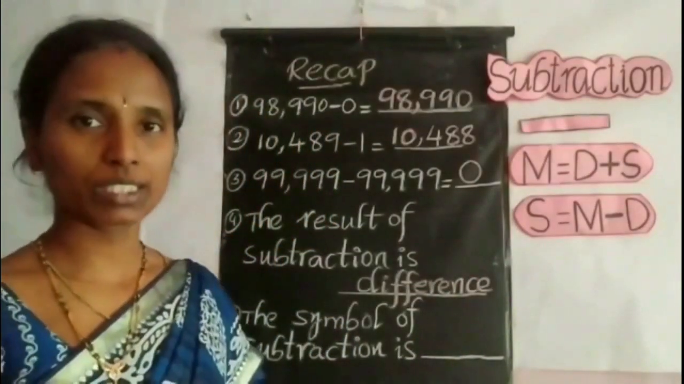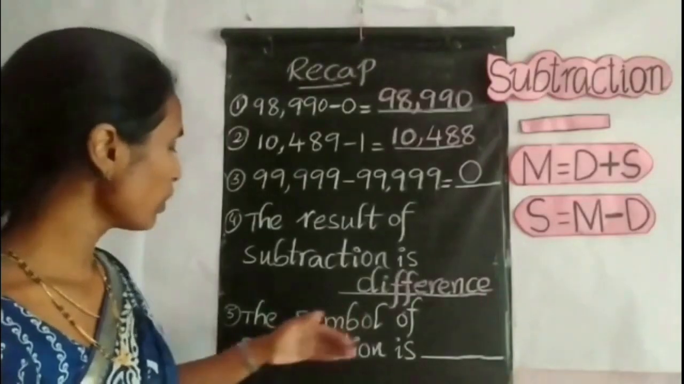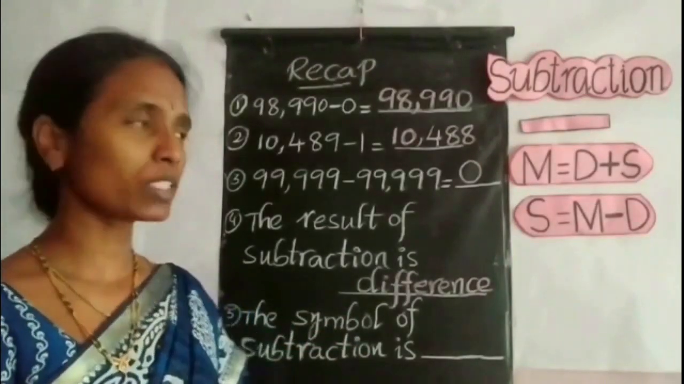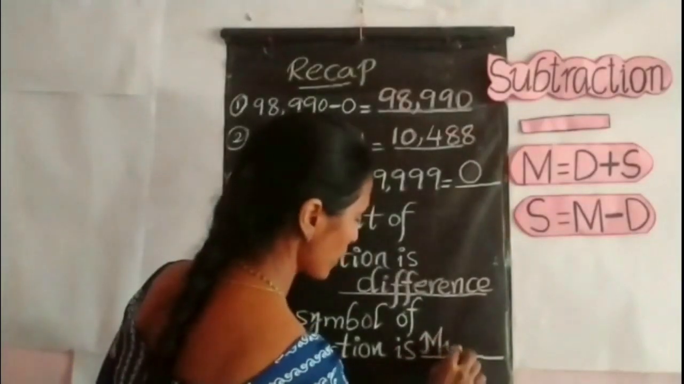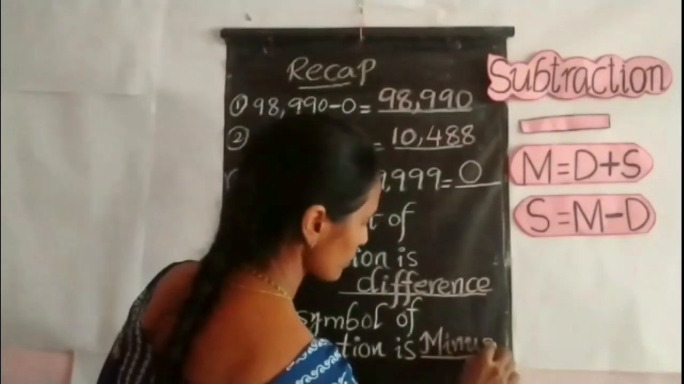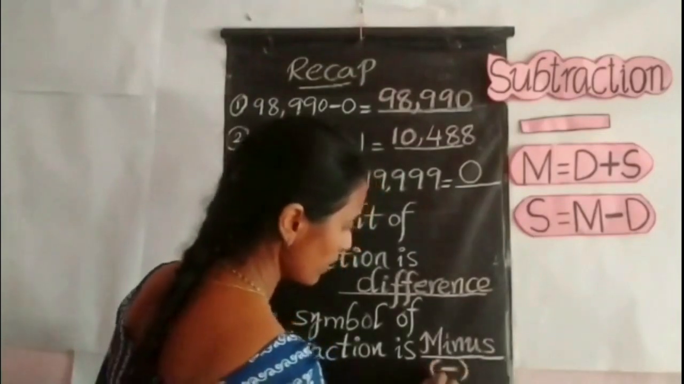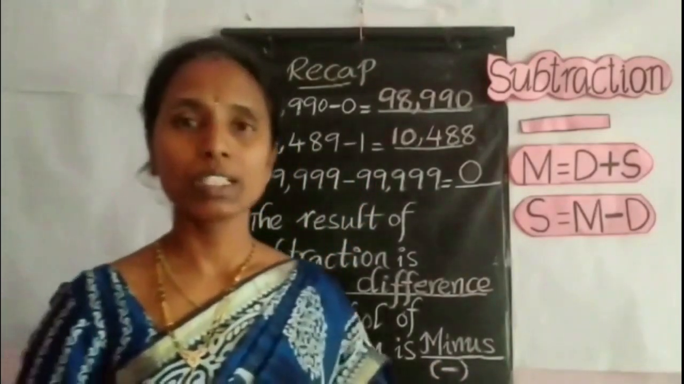D-I-F-F-E-R-E-N-C-E. Difference. The last question. What is the symbol of subtraction, children? Yes, minus. What is the symbol of subtraction? Minus. Okay, children? Thank you, children.